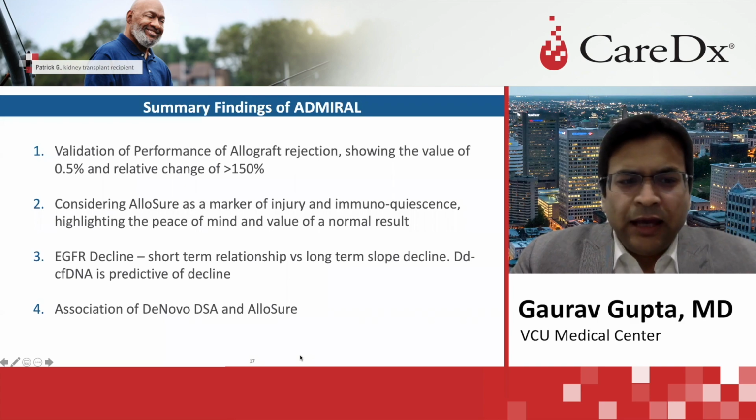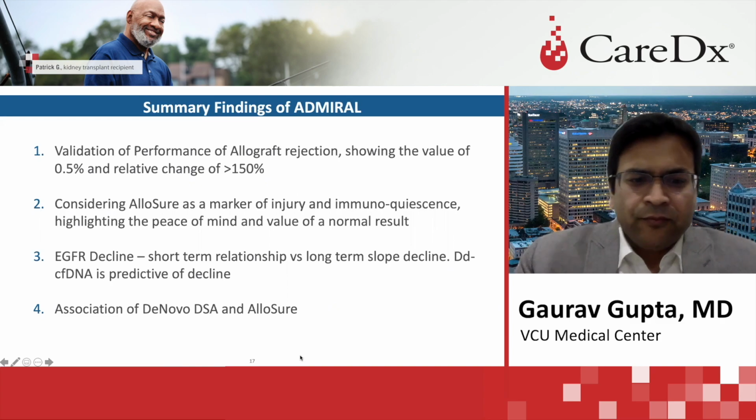And finally, elevated AlloSure precedes DNDSA formation, suggesting an association with early injury that may have triggered the alloimmune response.